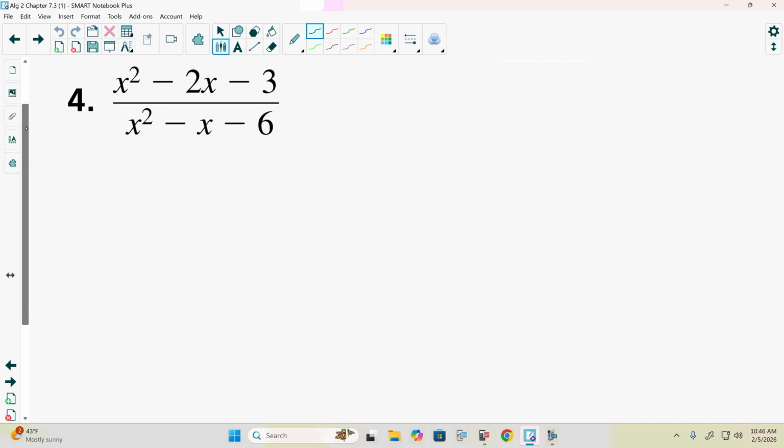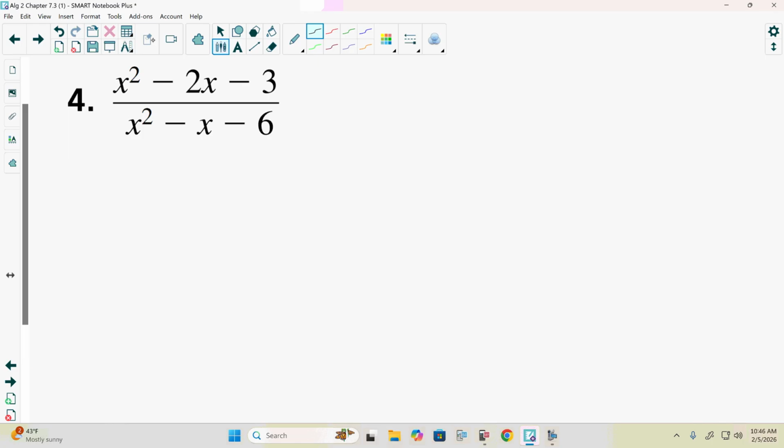Now, as tempting as it is to say that we can cross out the x squared and x squared, we cannot actually do that because the x squared, the 2x and 3, since they're being subtracted, we have addition, subtraction between them, they're stuck together. It is one term. So we can't just cross it out like we can with multiplication.